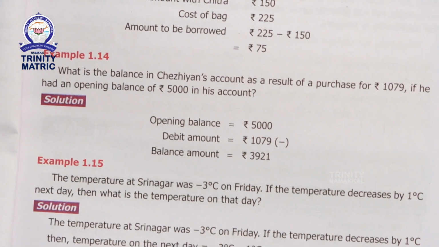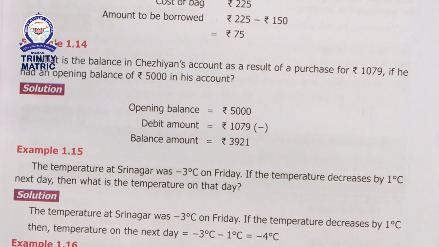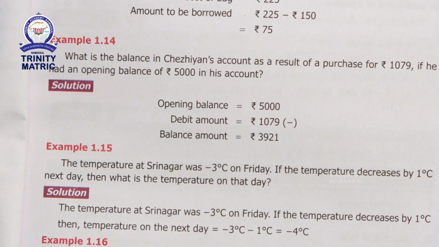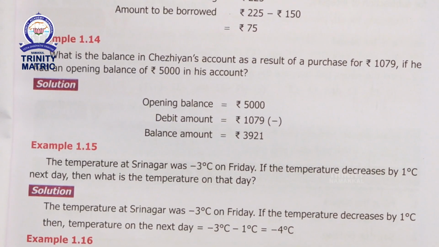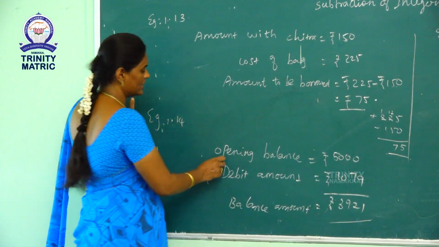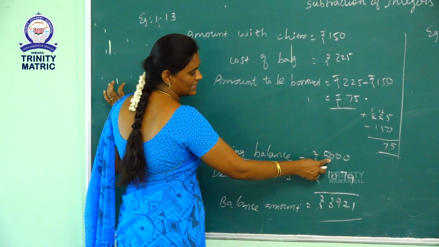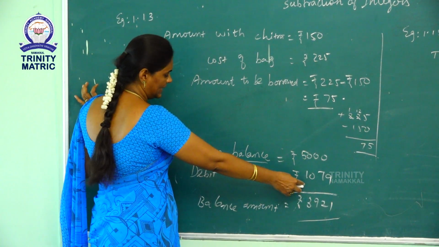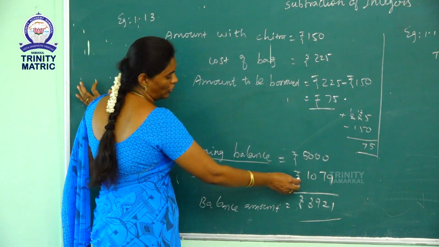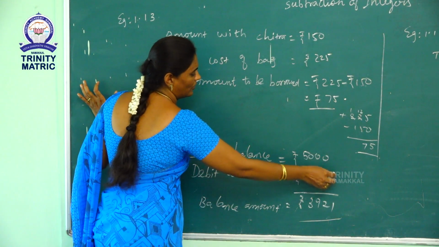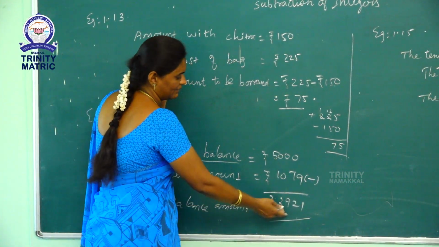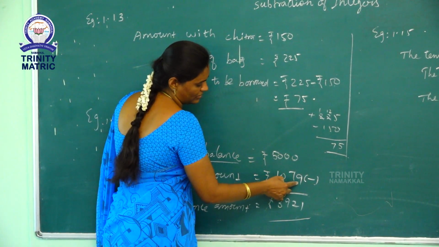See example 1.14. What is the balance in Chelian's account as a result of a purchase for rupees 1079, if he had an opening balance of rupees 5000 in his account? See here, we have to find the closing balance. What is the opening balance in Chelian's account? Rupees 5000. He debits the amount, rupees 1079, for purchasing. What is the debit amount? 1079. Now we subtract these two amounts to get the closing balance. That is 5000 minus 1079.